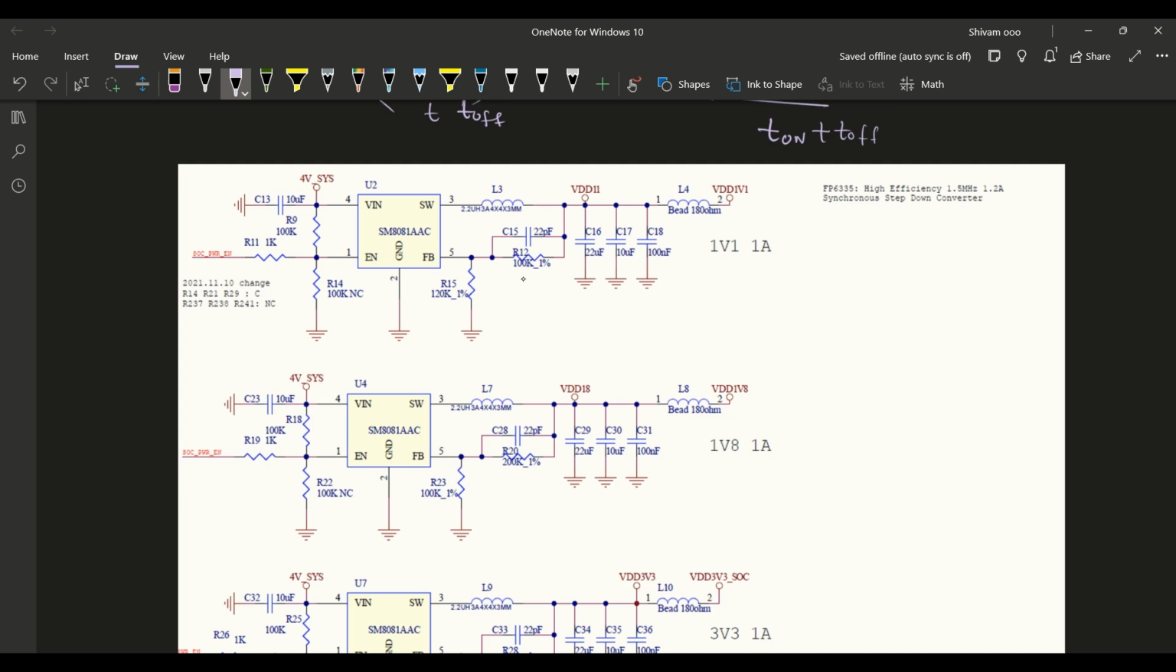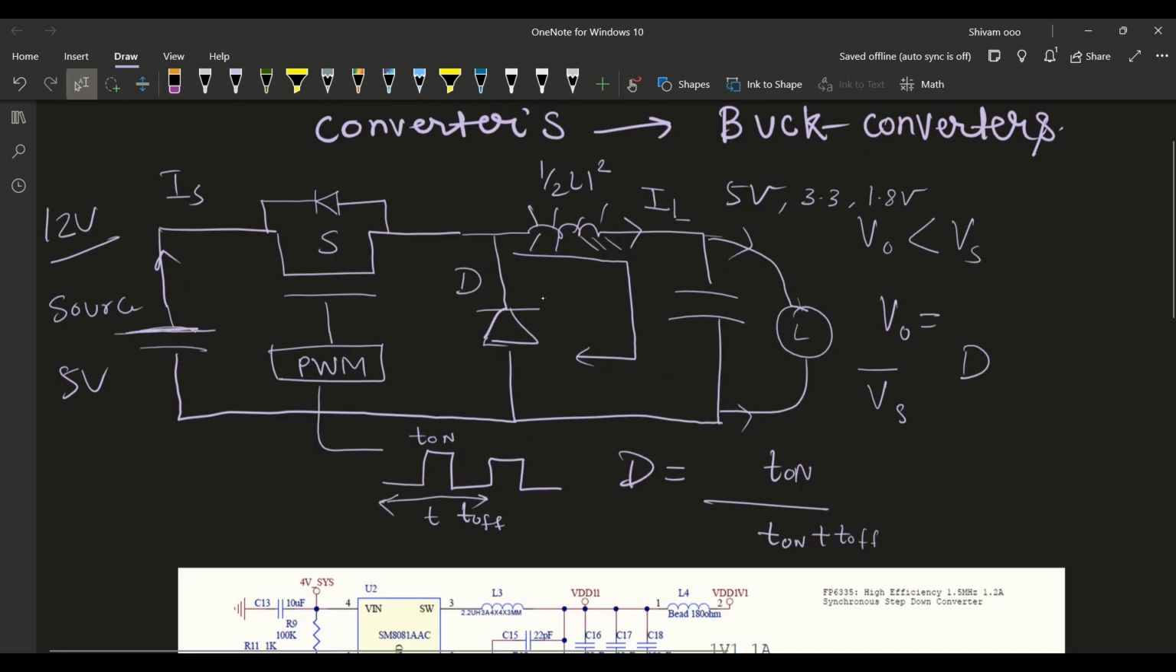One thing I also wanted to tell you guys is that synchronous basically means we remove this diode. This diode has power dissipation, PD equal to VF into forward current, basically forward voltage into forward current. This is quite high during the discharge of this inductor, so the losses will be quite high. To reduce these conduction losses, we use a MOSFET instead of the diode.